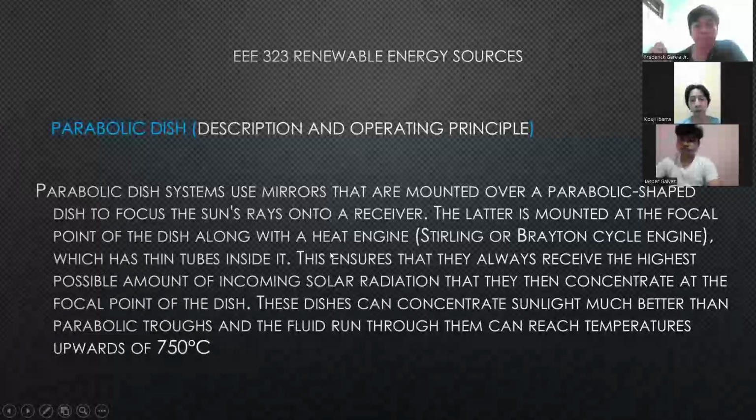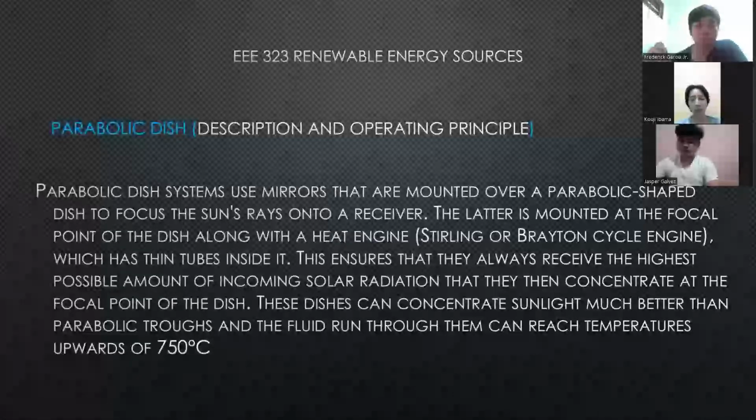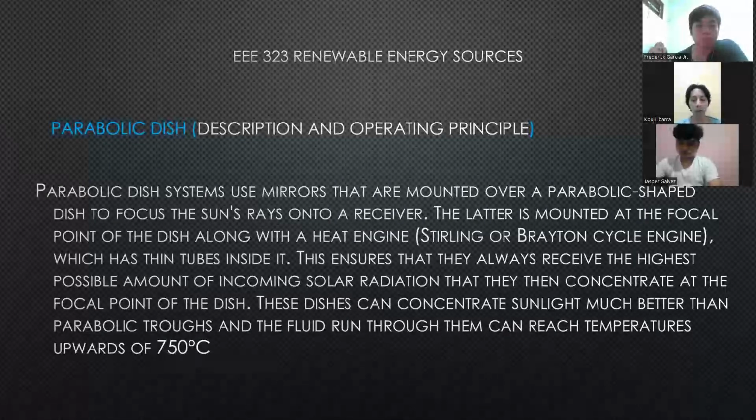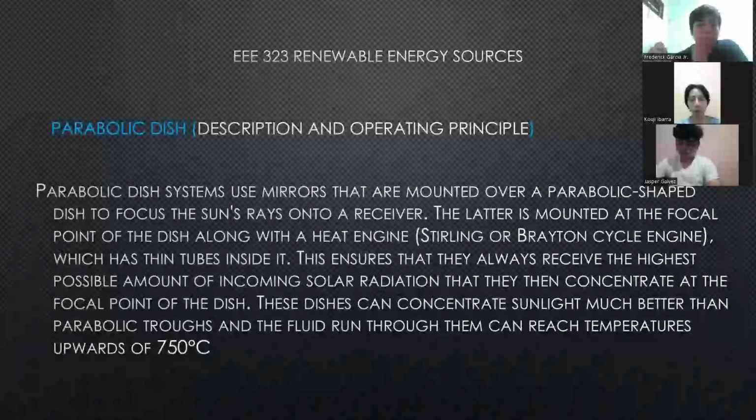So parabolic dish. Parabolic dish systems use mirrors that are mounted over a parabolic shaped dish to focus the sun's rays onto a receiver. The receiver is mounted at the focal point of the dish along with the heat engine, which has thin tubes inside it. This ensures that they always receive the highest possible amount of incoming solar radiation that they then concentrate at the focal point of the dish.